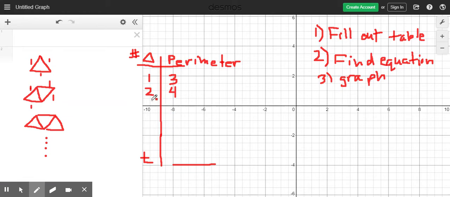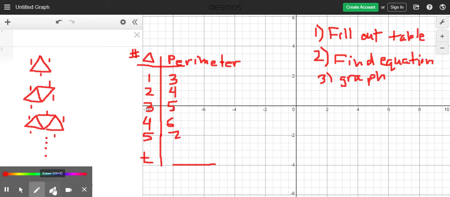So when you had 3 triangles set adjacent to each other, the perimeter was 5, because we have 1, 2, 3, 4, 5. If you put 4 triangles adjacent to each other, then the perimeter would have gone up to 6. 5 triangles, and the perimeter would have gone up to 7, and so on.